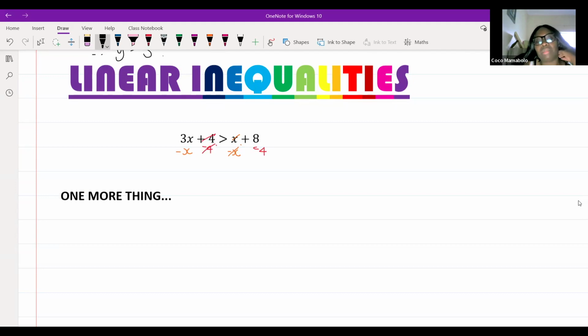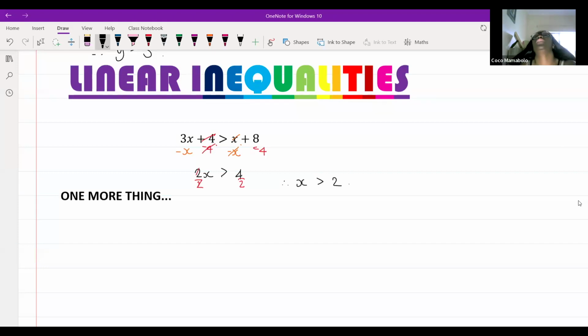So on this side, 3x minus x will give me 2x. And that needs to be greater than 8 minus 4, which will give me 4. And then I'm going to divide both sides by 2. That tells me that x is therefore greater than 2.